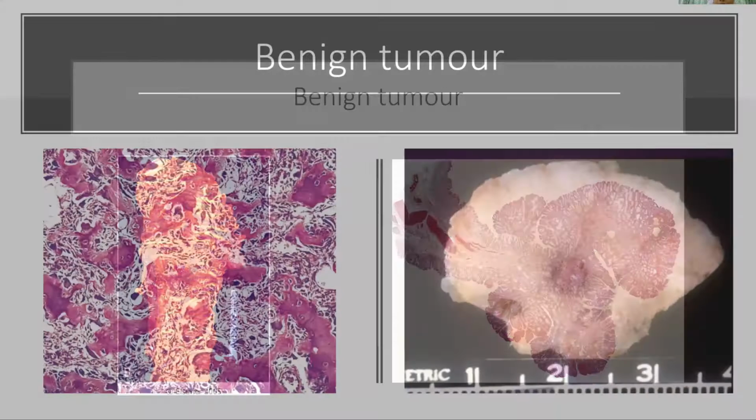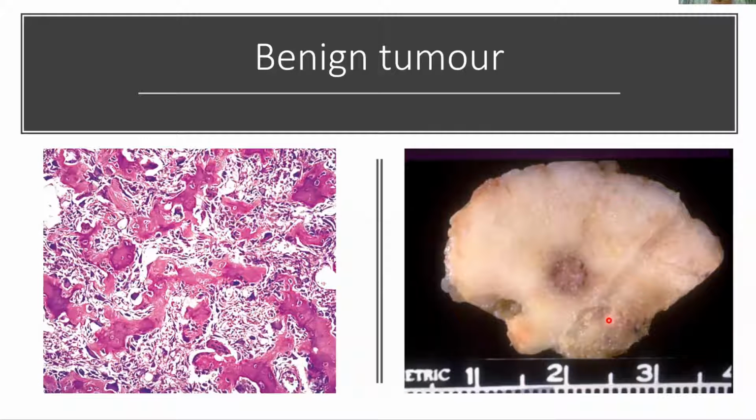Okay. Next, this is a specimen of the bone. In the middle here is the tumor. You can see on the gross specimen, the tumor is well circumscribed, with a well-defined margin. So by looking at the gross specimen, we know this is a benign tumor. When we look under the microscope, this actually resembles normal bony structure. There are bony trabeculae with marrow spaces in between. So this is an osteoma.